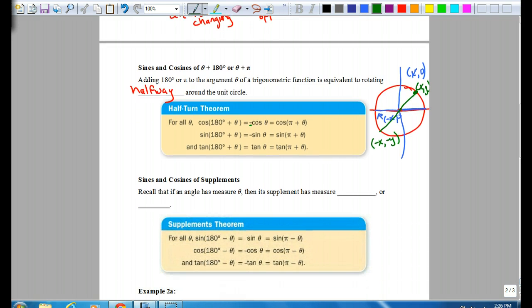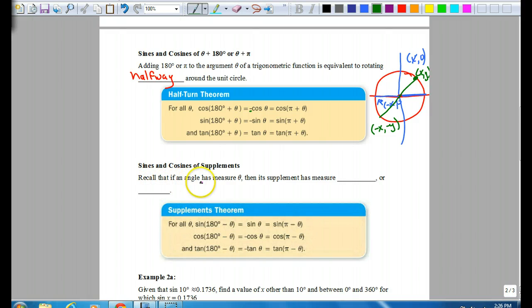Okay, sines and cosines of supplements. Recall that if the angle has a measure of theta, then its supplement has a measure of 180 degrees minus theta, or pi minus theta. Okay, think back to geometry. When you were in geometry, you had something called supplementary angles. So if I had a supplementary angle, the two angles added together would be what? 180. So that's the reason why they're using 180 minus theta.